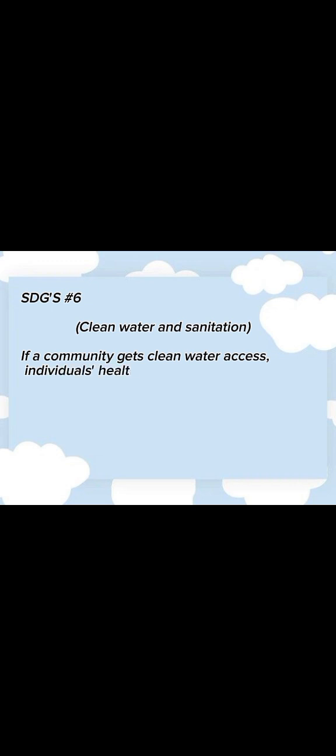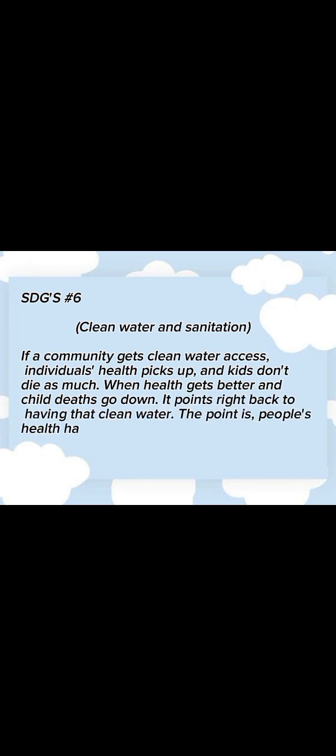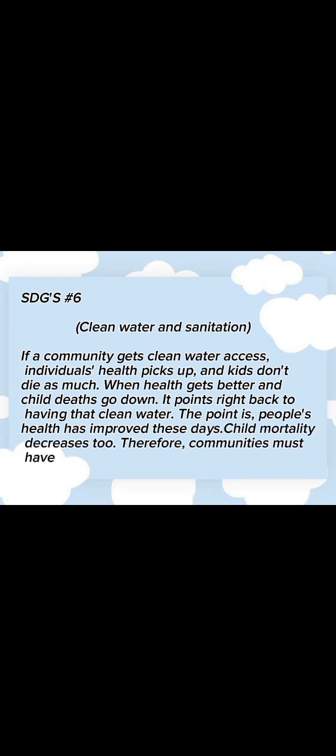Let's proceed to another SDG example. We have here SDG number 6. It stated that if a community gets clean water access, individual health picks up, and the kids don't die as much. When health gets better and child deaths go down, it points right back to having that clean water. The point is, people's health has improved these days. Child mortality decreases too. Therefore, communities must have clean water now.